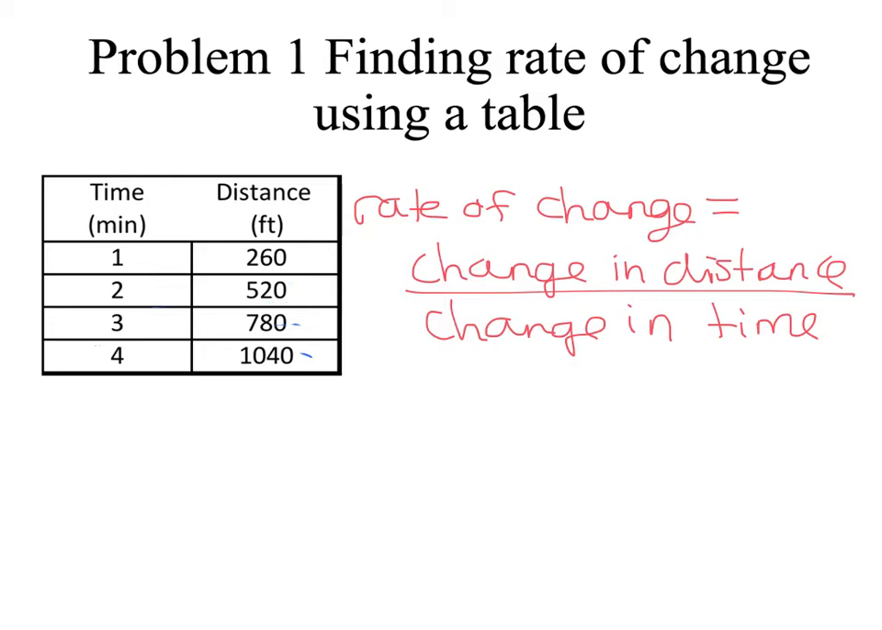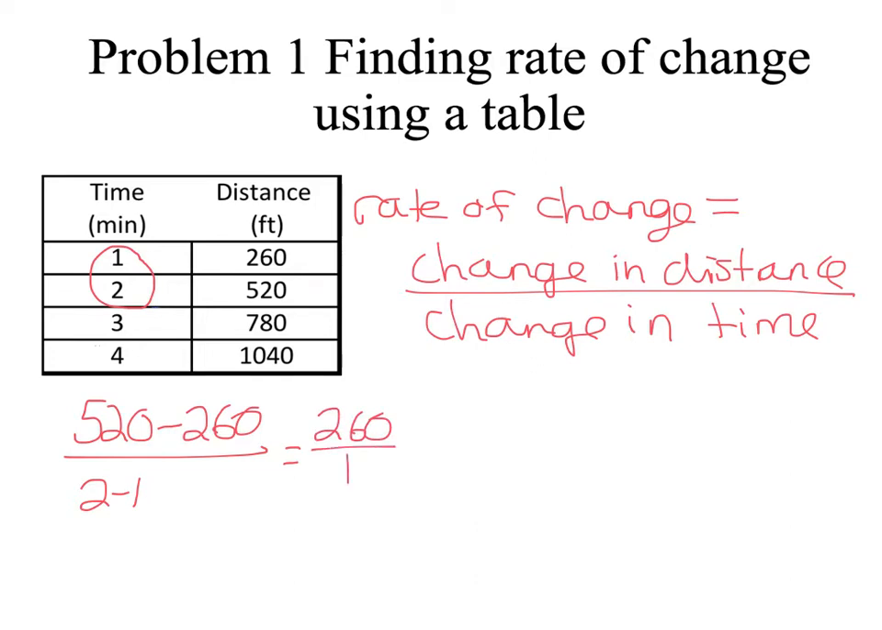the rate of change between the first two ordered pairs. Okay, so we're going to take the difference in the distance. So 520 minus, because it's the change, so we want to find the difference, 520 minus 260 divided by the change in the independent variable, time, which would be 2 minus 1. Okay, so 520 minus 260 is 260. 2 minus 1 is 1. 260 divided by 1 is 260. Okay, so from the first minute to the second minute, this changed by 260.